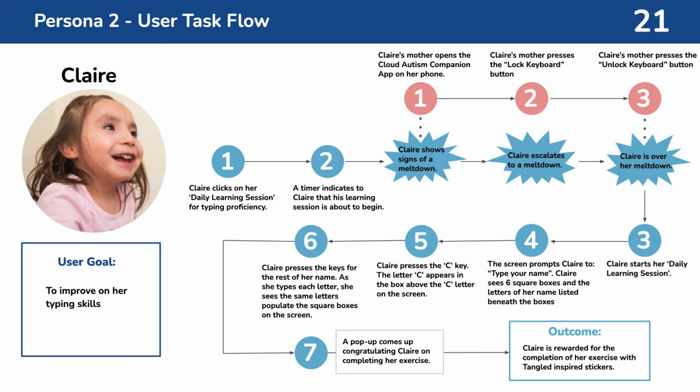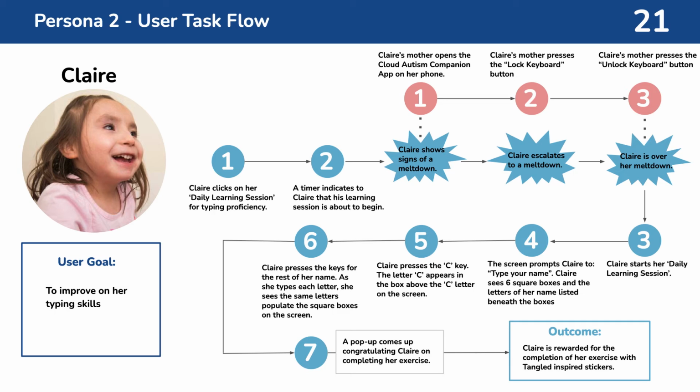And here is Claire's user task flow. Before Claire is about to start her daily learning session for typing proficiency, she begins to show signs of a meltdown. Claire's mom recognizes the signs Claire is exhibiting and opens the Cloud Autism Companion app on her phone, and locks Claire's keyboard from any input while Claire escalates to a meltdown.